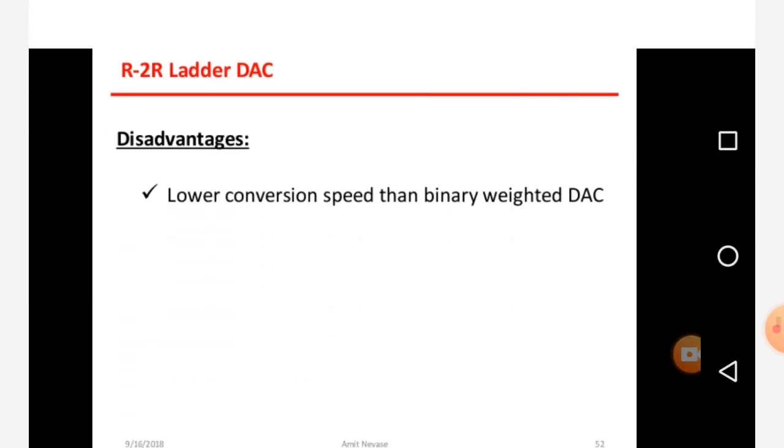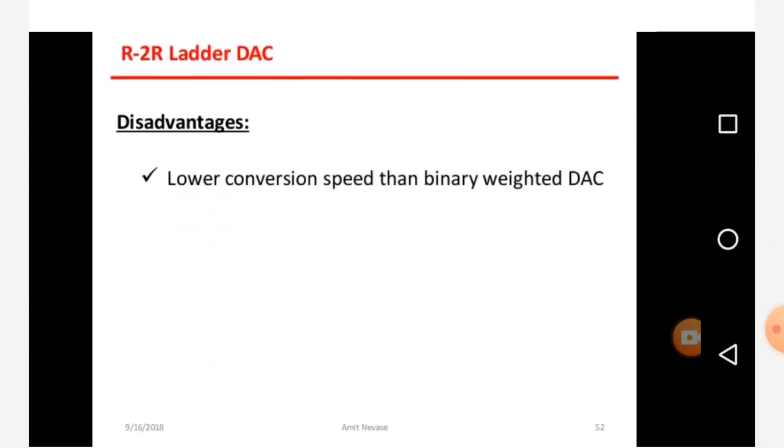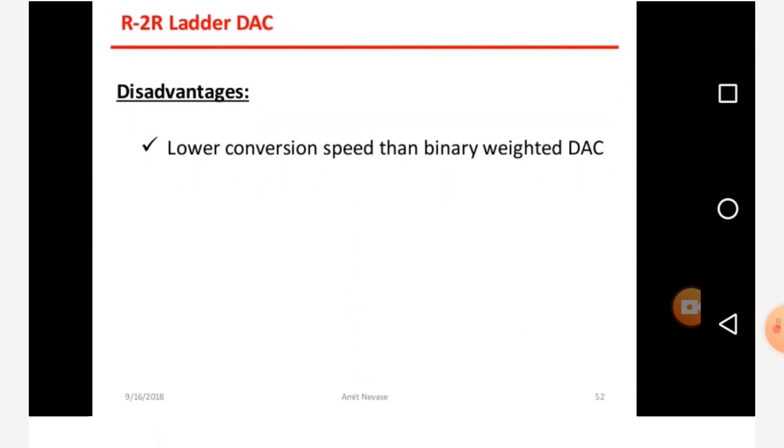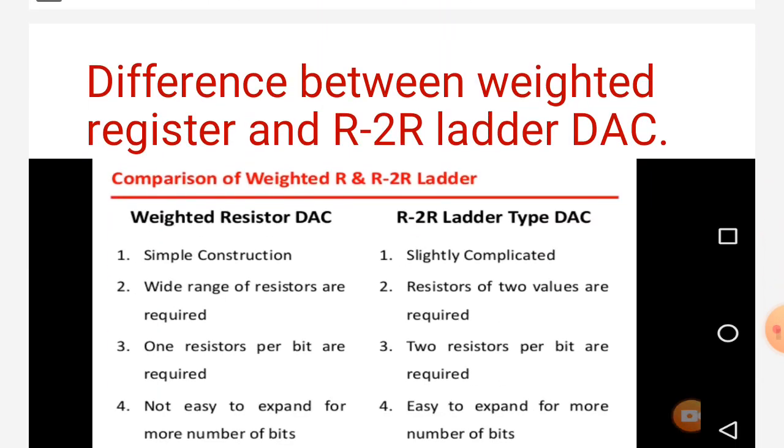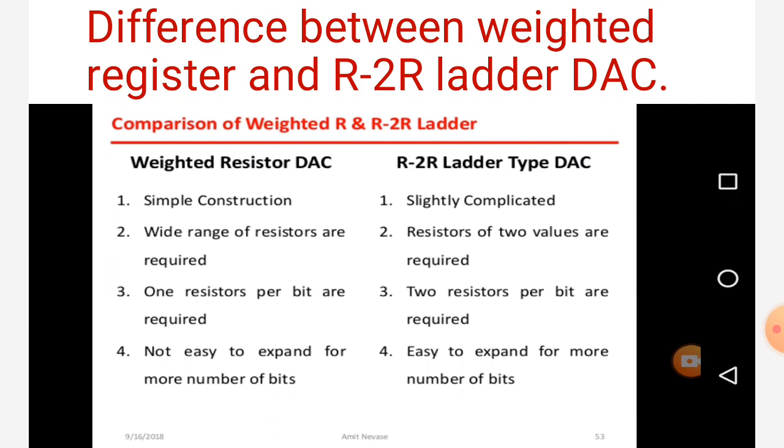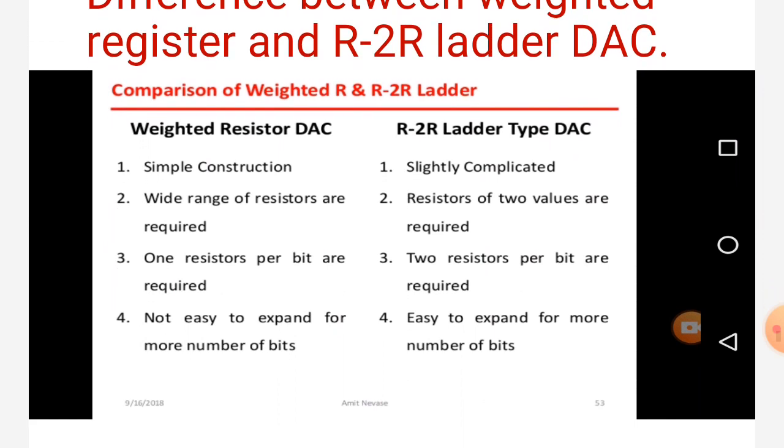Then what are the disadvantages of the R to 2R ladder network? It has a lower conversion speed than the binary weighted DAC. Then the differences between the binary weighted resistor and R to 2R ladder DAC are listed here. You can go through this.